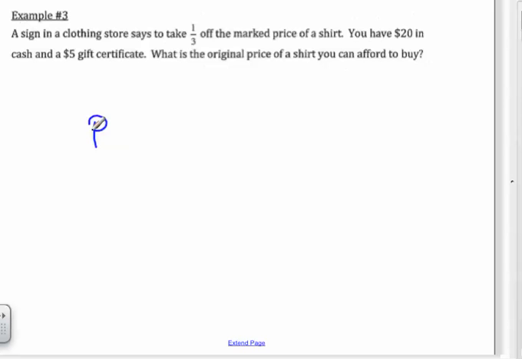So I'm going to let P stand for the original price. I don't know what the original price is. That's what they're asking me. But they also told me that I'm not going to have to pay P. I can actually take 1/3 of P off.